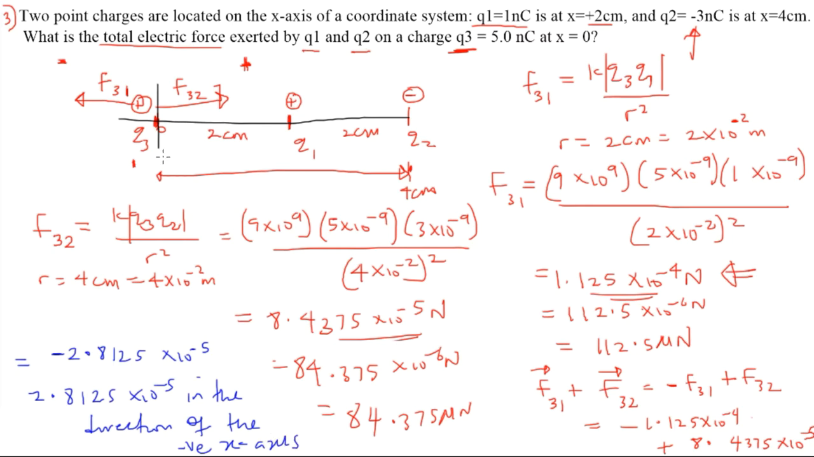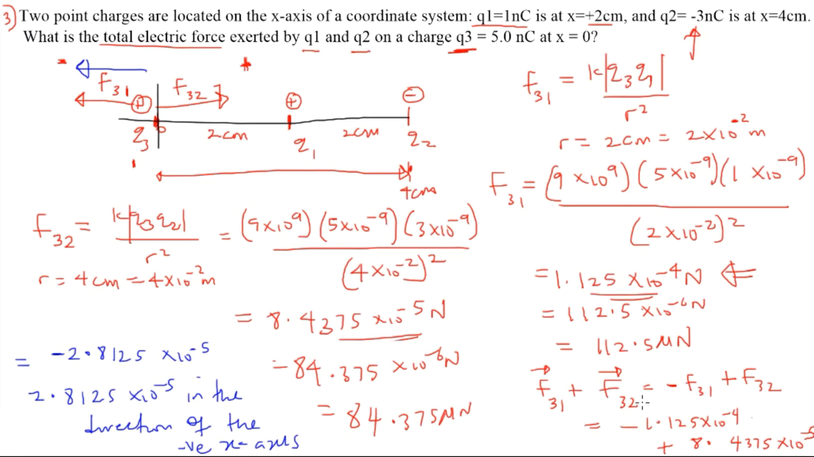So when we had F31 and F32 together, it gave us a negative value, meaning that the net force is in the direction of the negative x-axis. That means F31 is greater than F32. The influence of F31 is more than the influence of F32. So the net force is in the direction of F31. And that's the answer.